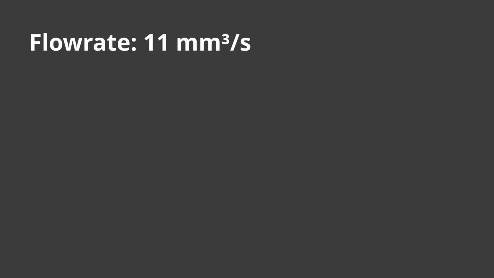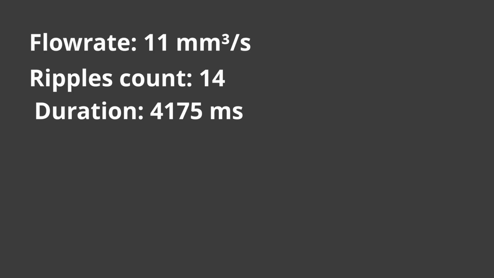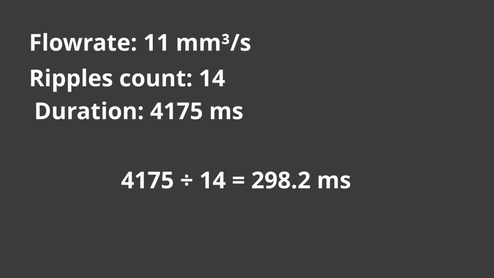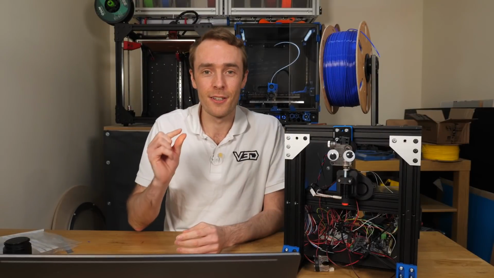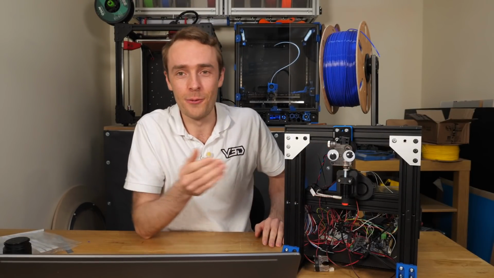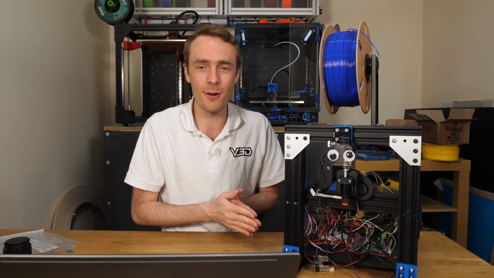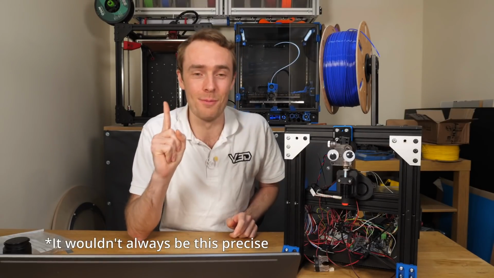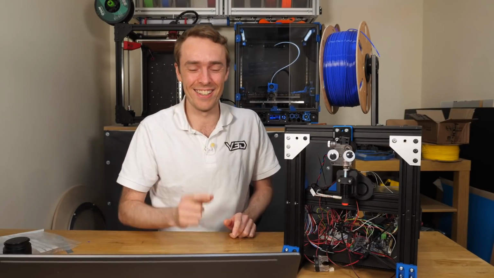So for this, 14 peaks takes 4,175 milliseconds. You divide that out, 298.2 milliseconds. So just by using a load cell attached to a hot end, we've worked out, or can correlate between these ripples and flow rate with 1 millisecond of precision. What? That is insane. The question is, what is actually causing it?